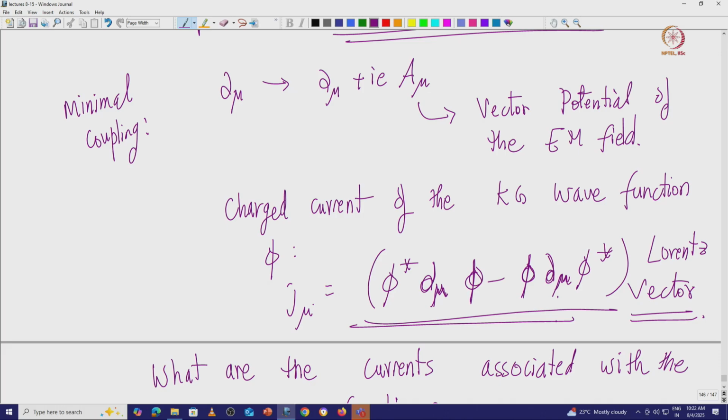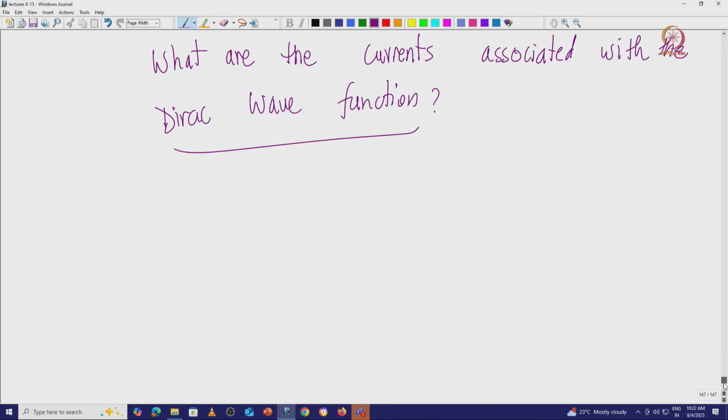So the same questions we are going to ask with the Dirac wave function. Under Dirac wave functions you have several kinds of currents associated, which is surprising and also correct, because the Dirac wave function is a spinor wave function. So the first current associated with the Dirac wave function is a scalar current.